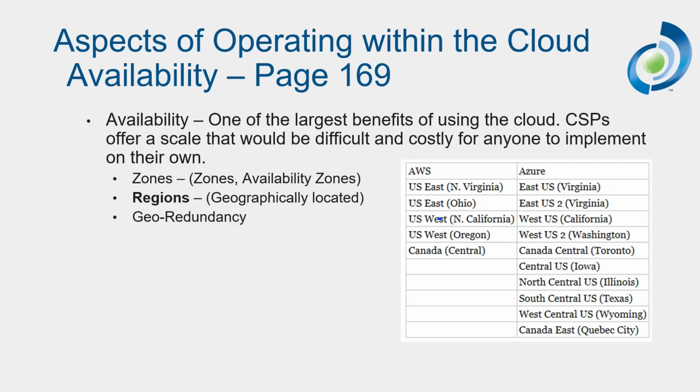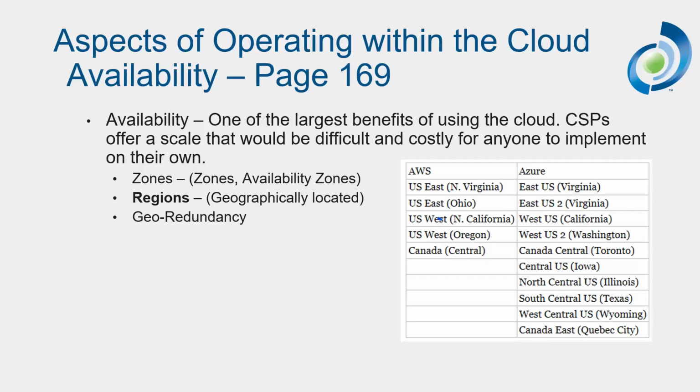Here are some of the regions within AWS and Azure. AWS has the Northern Virginia region, Ohio, Northern California, Oregon, and Central. And then Azure has even more. They have a couple in Virginia, California, Washington, Toronto, Iowa, Illinois, Texas, Wyoming, Quebec. And I know there's even more than that on the Azure side.